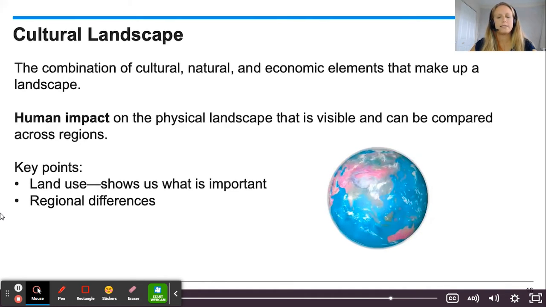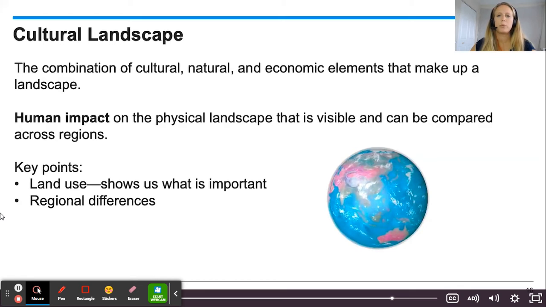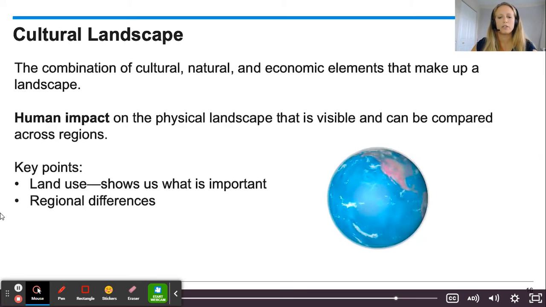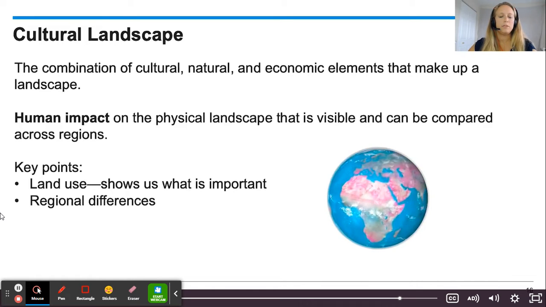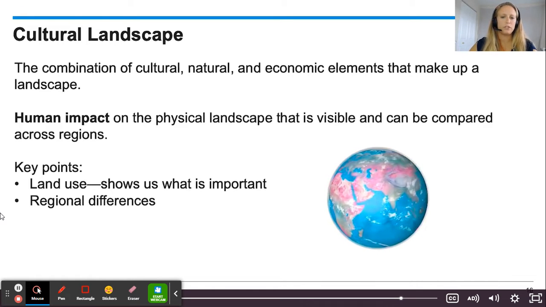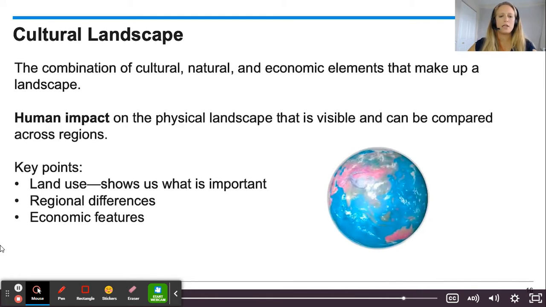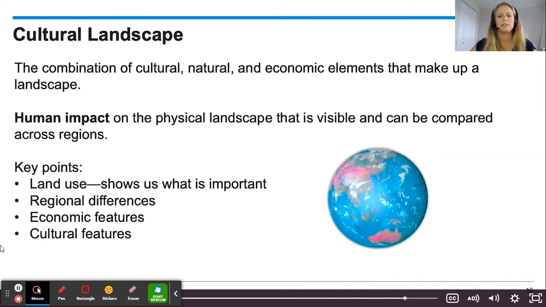Being able to recognize differences between regions, which we're going to practice more in the next video, is also very important. By telling the difference between Islamic architecture versus traditional European architecture, for example, you could tell it's a different region. You also want to be able to point out economic and cultural features such as language.